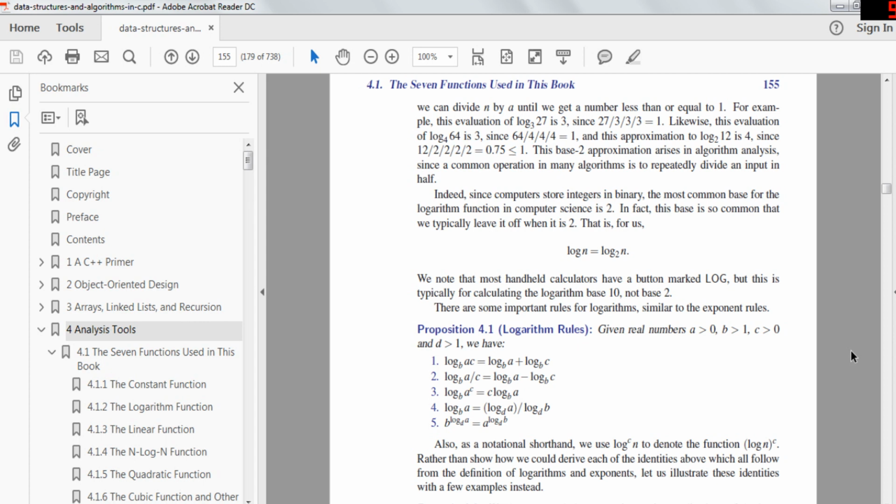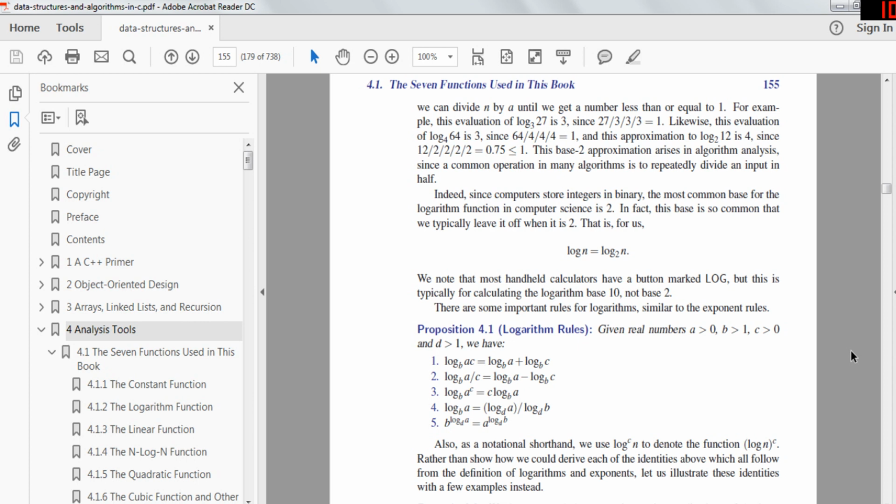For example, the evaluation of log base 3 of 27 is 3, since 27 divided by 3 divided by 3 divided by 3 equals 1. The evaluation of log base 4 of 64 is 3, since 64 divided by 4 divided by 4 divided by 4 is equal to 1. The approximation of log base 2 of 12 is 4, because 12 divided by 2 divided by 2 divided by 2 divided by 2 equals 0.75, which is less than or equal to 1.